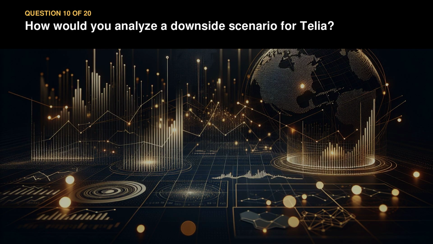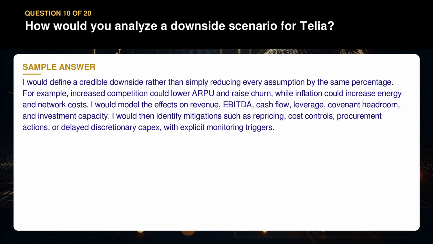Question 10. How would you analyze a downside scenario for Telia? I would define a credible downside rather than simply reducing every assumption by the same percentage. For example, increased competition could lower ARPU and raise churn, while inflation could increase energy and network costs. I would model the effects on revenue, EBITDA, cash flow, leverage, covenant headroom, and investment capacity. I would then identify mitigations such as repricing, cost controls, procurement actions, or delayed discretionary CapEx, with explicit monitoring triggers.